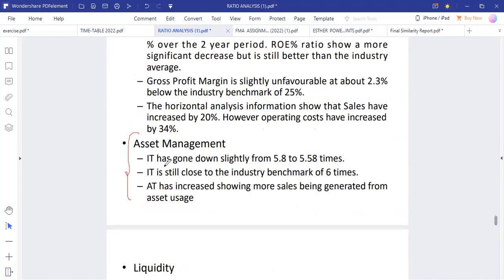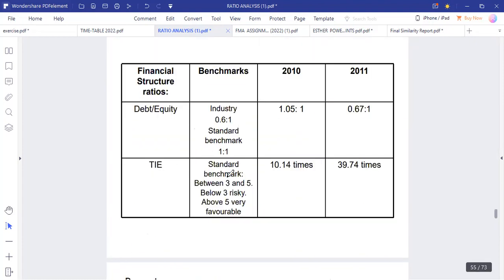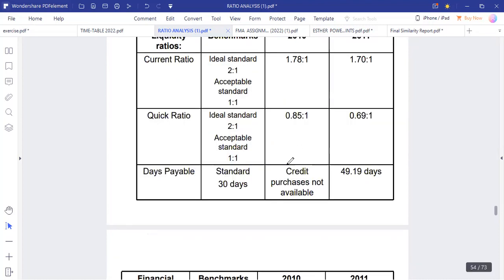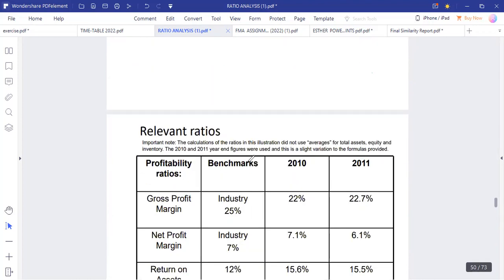We discovered that inventory turnover had gone slightly down from 5.8 to 5.58 times, meaning the inventory turnover is close to the industry. You compare to the industry. You'll be given a benchmark in your question, to say that if we're dealing with a certain industry, your market rate must be so and so. So the benchmark is often given.